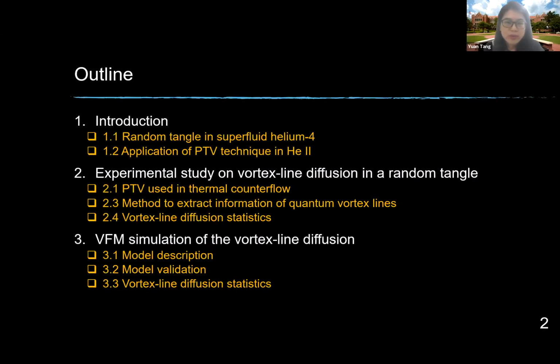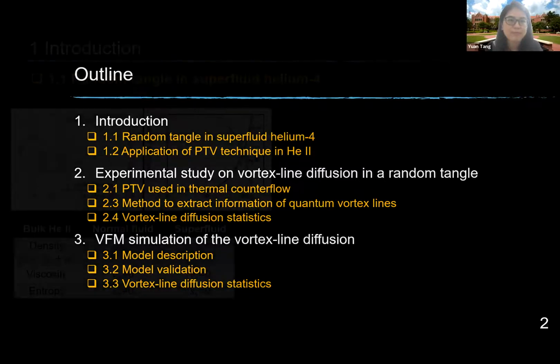This talk will include the following parts. First is a brief introduction of the random tangle and the PTV technique used in helium-2, and also some other concepts that will be related in our later talk. The second part is our experimental results. I will talk about how we extract information of the quantum vortex lines and our study on their diffusion statistics. The third part is the simulation work we recently did to support our understandings.